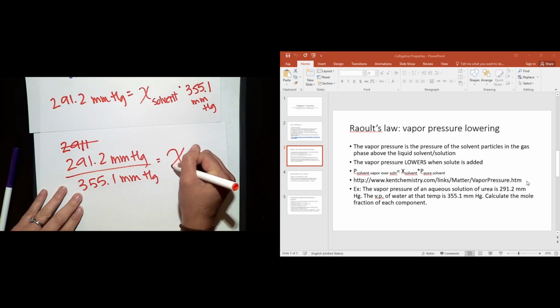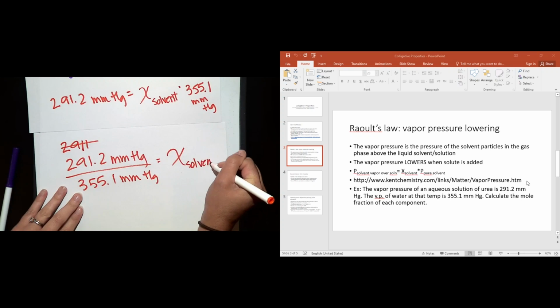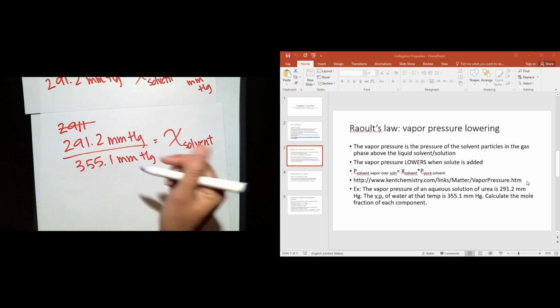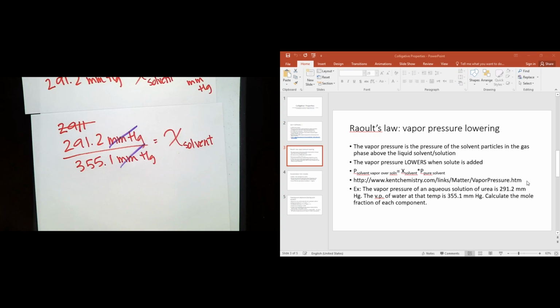All right, so that's the mole fraction of the solvent. And it is unitless. Mole fractions are unitless, just like mass fractions are unitless, because you're dividing by the same unit. So plug that into your calculator. That's the mole fraction of your solvent.